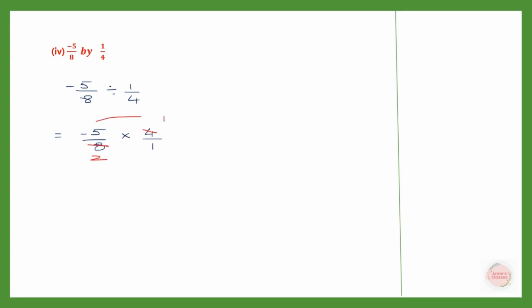Now multiply the numerators and the denominators. Now minus 5 into 1 is minus 5. 2 into 1 is 2. So what's our answer? Minus 5 by 2.